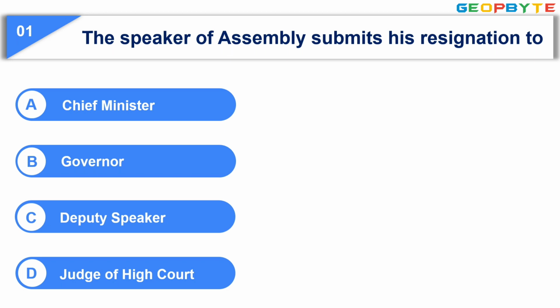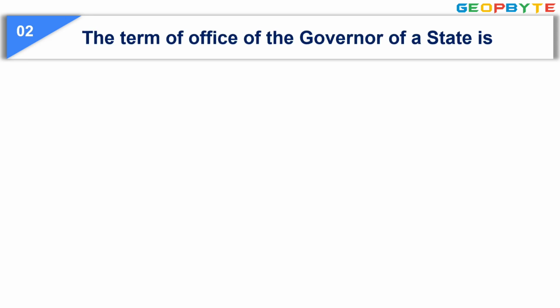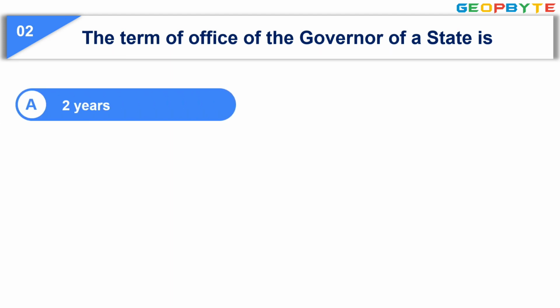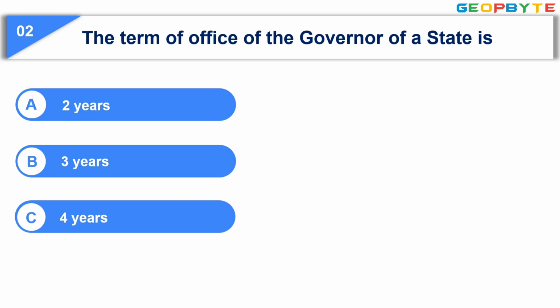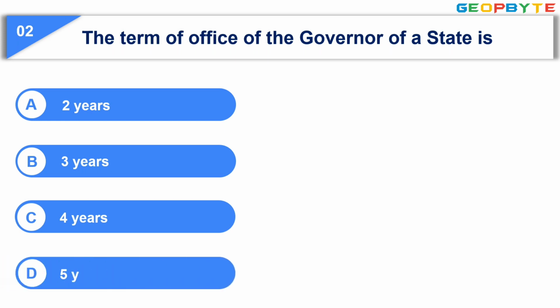Your time is up, and the correct answer is Option C, Deputy Speaker. Let us see the second question. The term of office of the governor of a state is Option A, 2 years. Option B, 3 years. Option C, 4 years. Option D, 5 years. Your time starts now.